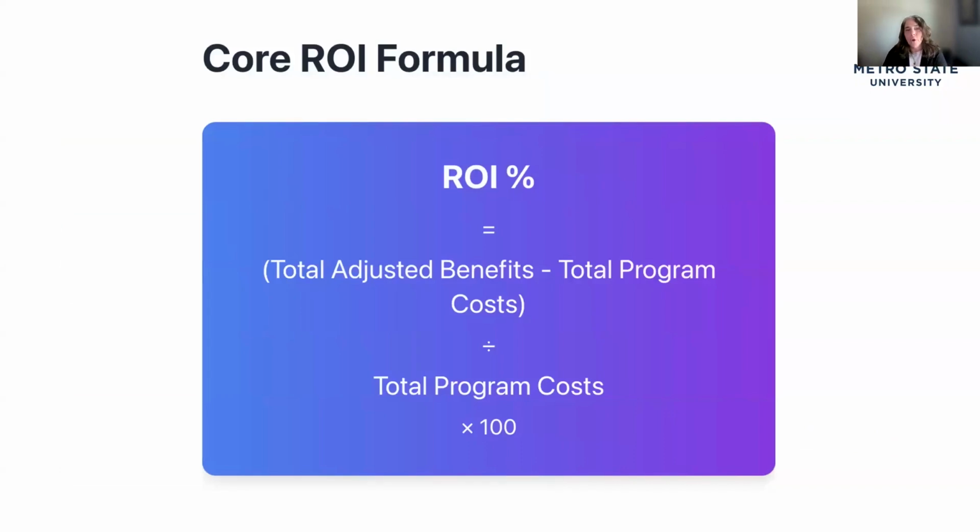So the core ROI formula that probably anybody in any industry would use is this: you take the benefits, you subtract the costs, and then you divide by the cost and multiply by 100. That's how we get this ROI. Don't worry about the adjusted benefits yet. I'll come back to that. That's ROI for anything. That's the core formula. So let's go from there.